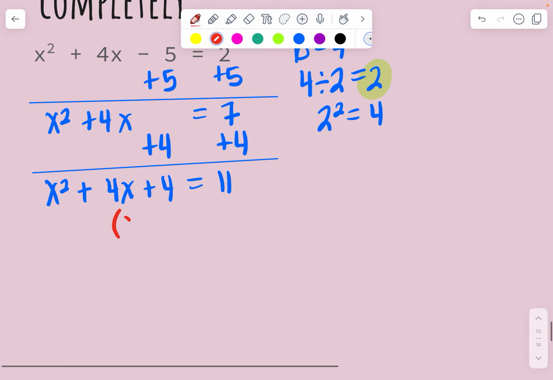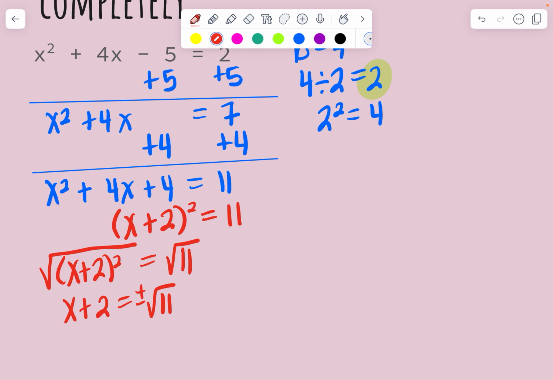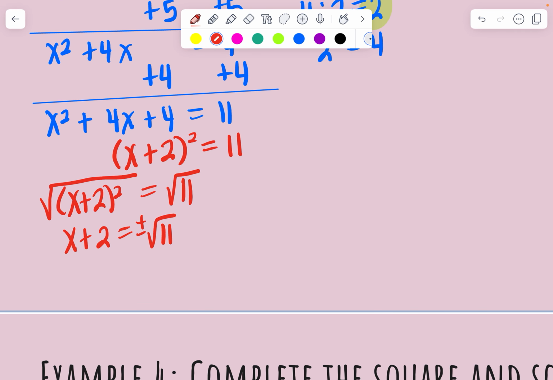Factoring the left side, it would become x plus 2. Remember, our magic number was 2. Squared equals 11. Square rooting both sides. We would get x plus 2 equals plus and minus square root of 11. 11 is prime, so there's nothing we can do with that. So I'm going to subtract 2 from both sides, and we end up with x is negative 2 plus and minus square root of 11.